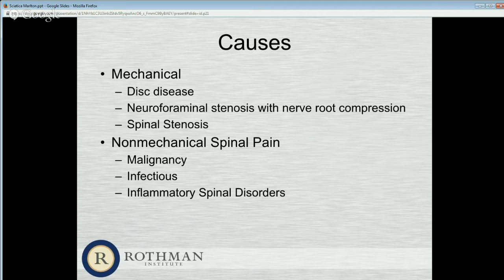Now, non-mechanical spinal pain, these are the things like cancer, infection, or sometimes rheumatological conditions that cause inflammation of the nerve roots or other structures of the spine that causes radicular symptoms.